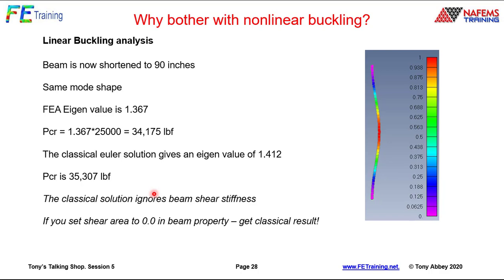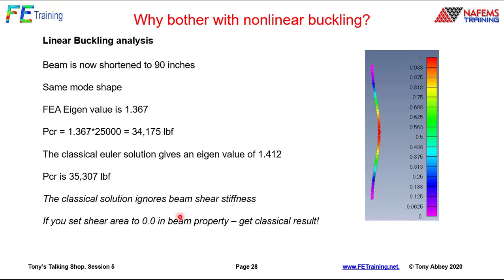Well, it turns out that the Euler eigenvalue solution doesn't include the shear stiffness of the beam. An FEA element will include the shear stiffness, but if you ever want to check something with no shear stiffness terms, just set the shear area to 0, and then you get back to the classical result. So that's an easy check. If I do that, then I'm spot on with my answer here. So it's okay.